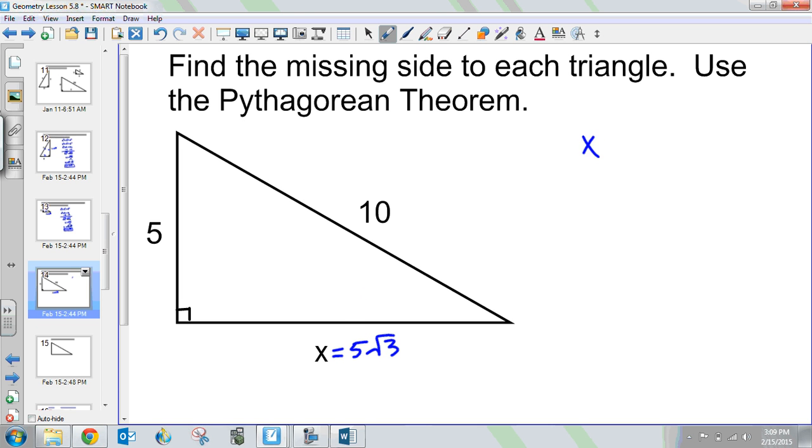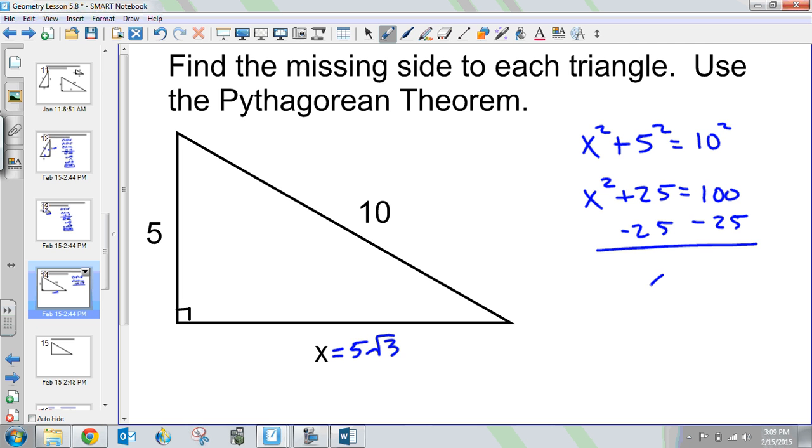Let's take x squared plus 5 squared is equal to 10 squared. So we end up getting x squared plus 25 is equal to 100. Okay, now if I subtract 25 from both sides and solve for x, we get x squared equals 75. Now I want to solve for x, so it's squared. I'm going to take the square root of both sides to get rid of it. I get x is equal to the square root of 75.